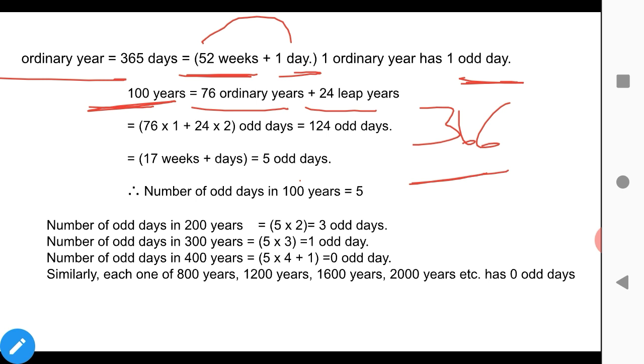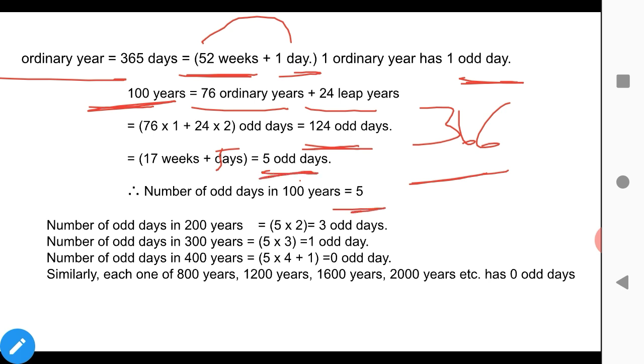The 24 leap years have 1 extra odd day more than the normal years. So in the total 100 years, we have 124 odd days. This 124 can be divided into groups of 7 days: 17 weeks plus 5 days. So this way we are getting 5 odd days for every 100 years.